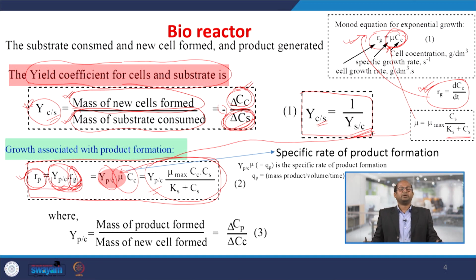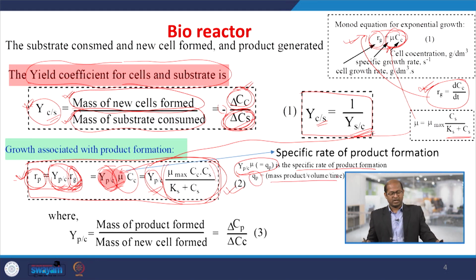Okay. So, Rp, the rate of formation of product, equals the yield of the product per unit cell times Rg, basically the rate of cell growth. Okay. So, equation 2 we can use for the product formation during bioreactions inside the bioreactors. For that we need to know Ypc. Okay. So, Ypc into mu we can say is the specific rate of product formation. Ypc into mu you can say is Qp, the mass of product formed per unit volume per unit time. So, Rp we can find out by using these equations.